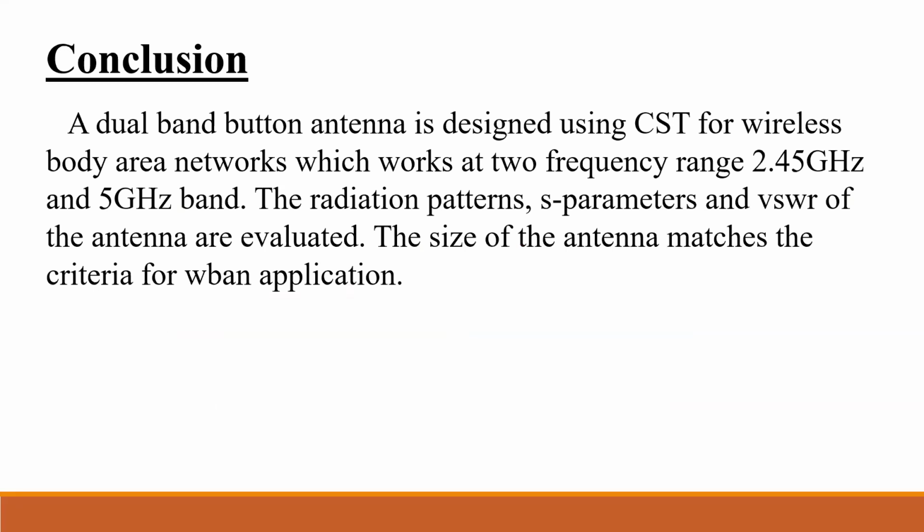So we can conclude that a dual band button antenna is designed using CST for wireless body area networks, which works at two frequency ranges, 2.45 GHz and 5 GHz. The radiation patterns, S parameters, and VSWR of the antenna are evaluated. The size of the antenna matches the criteria for W band applications.